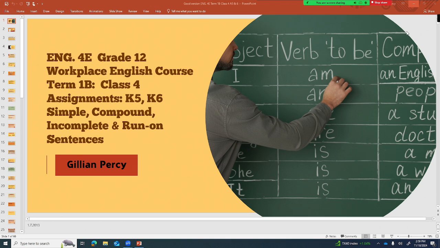This is Term 1B and we are on Class 4. Today we're looking at assignments K5 and K6. We'll be looking at simple and compound sentences. I don't know if we're going to get to incomplete and run-on sentences. That might cover next day.